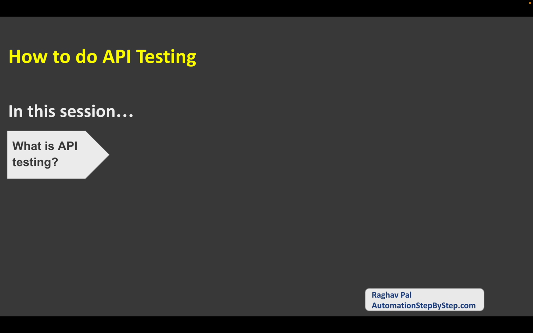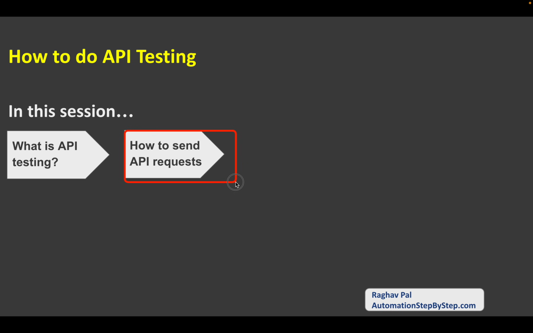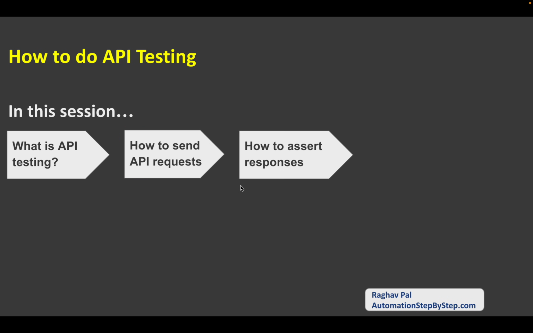Playwright project. This is going to be very interesting. So we will start with understanding what's API testing, and then we will see how we send API requests and get the response and then assert the response. We will see different options how we can do assertions or checks on our responses. Okay, so this is going to be very interesting.